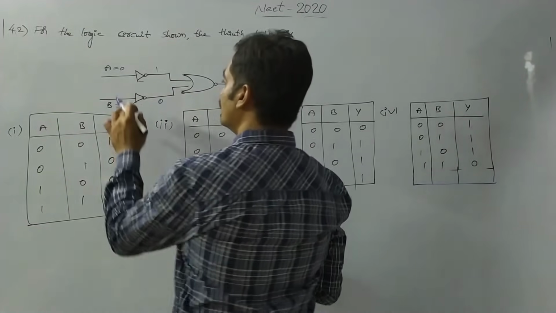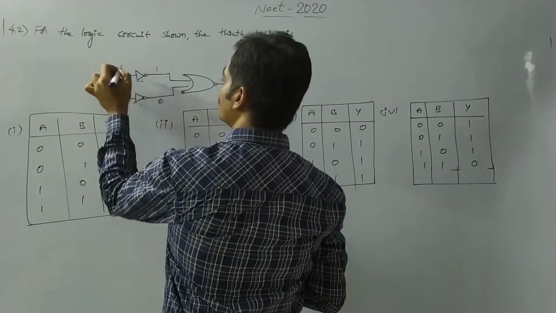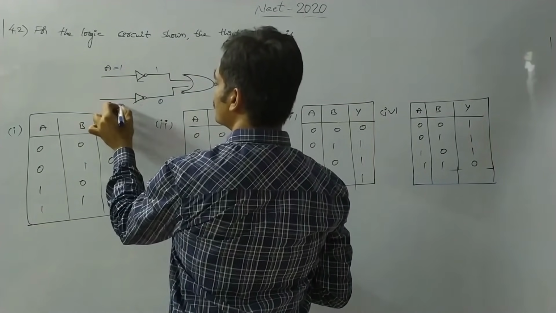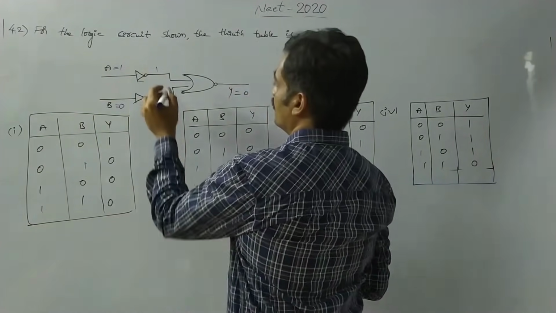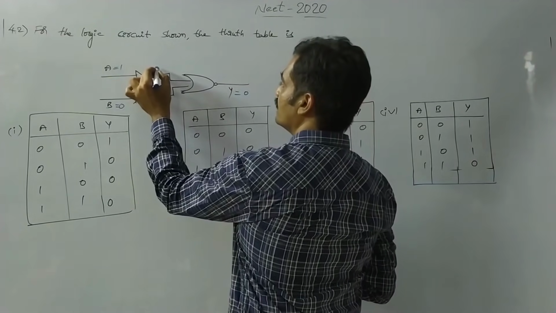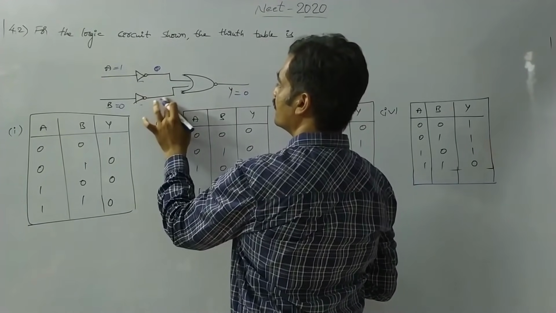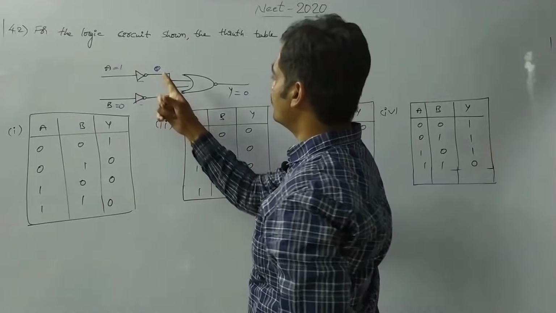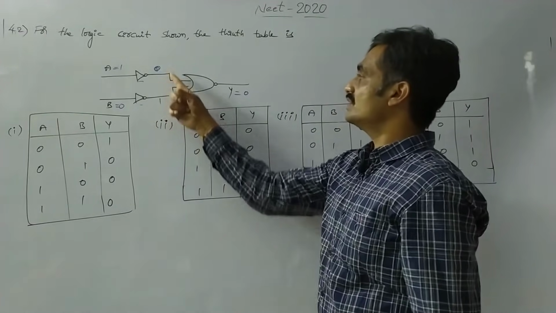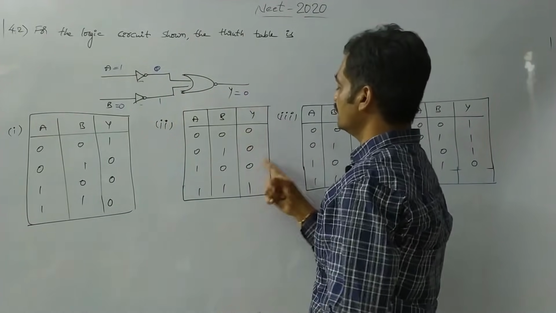And next, in the third case, if I send A equals 1 and B equals 0, as it passes through the NOT gate, here we get 0 and here we get 1. So as it passes through the NOR gate, 0 plus 1 is 1, so the resultant is 0.